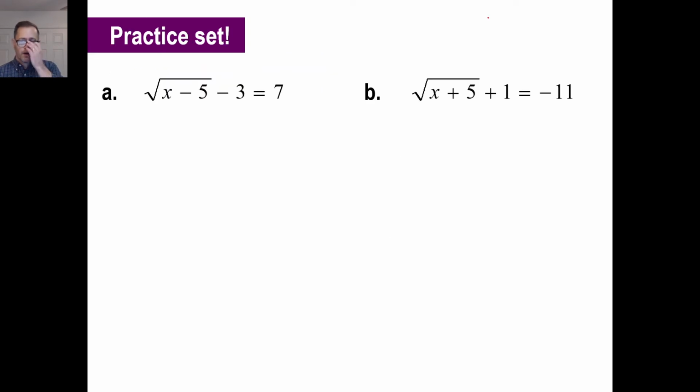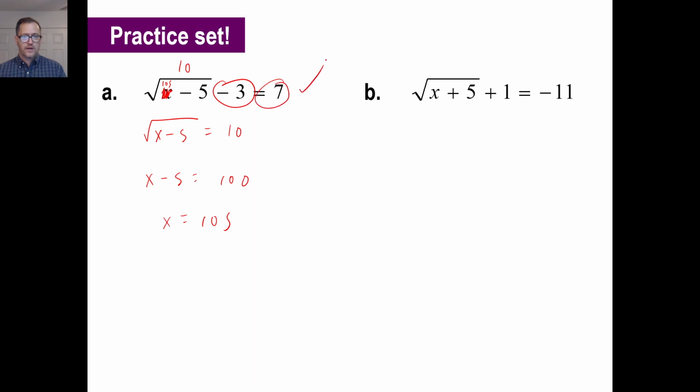Okay, all right, try these 3 practice problems and pause them, and we'll do them together here in just a second. So go ahead and start off and do A. All right, here's A. I'm moving this over and getting a 10. I'm squaring both sides and I'm getting 100. And I'm moving that over and I'm saying x is 105. Let's check. If this is 105, 105 minus 5 is 100. The square root of 100 is 10. Oops, minus 3 equal to 7? Yes, it is. Okay, pause it and try B.